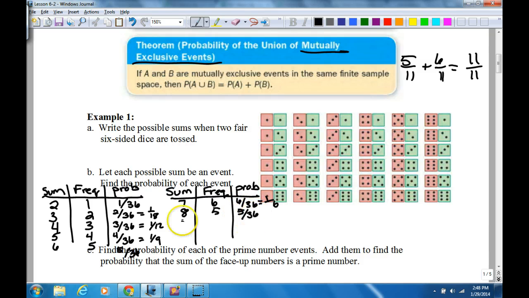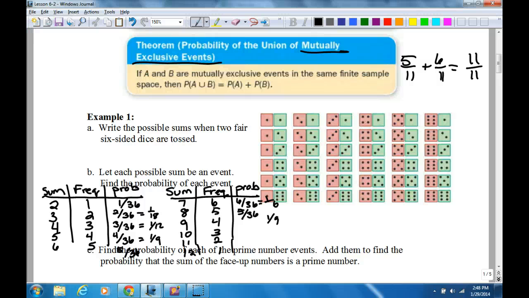Okay? How about the sum of 9? 4. Okay. 10. 3. You see the pattern here? 11. And 12. 1. Okay? Okay, so you guys see the pattern. It goes all the way up and all the way back down.